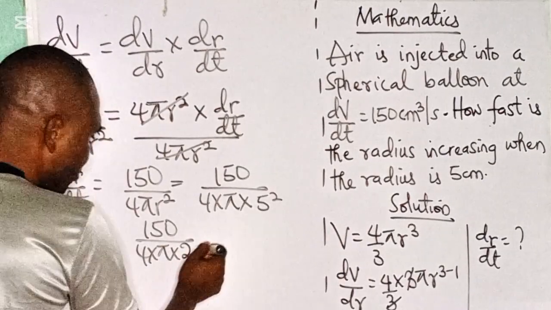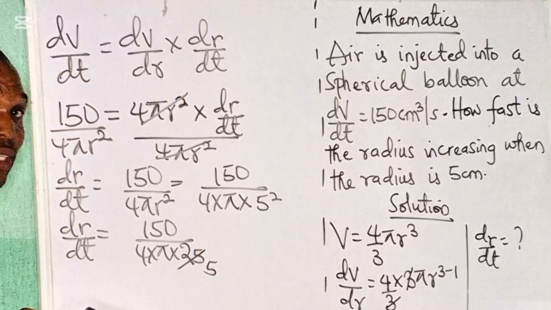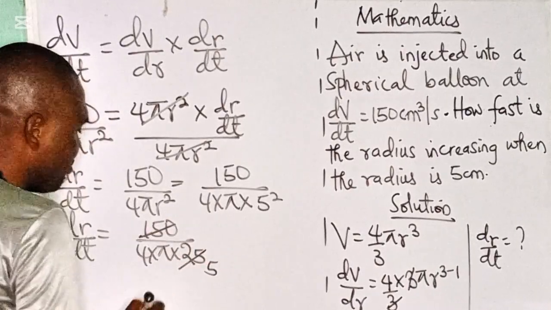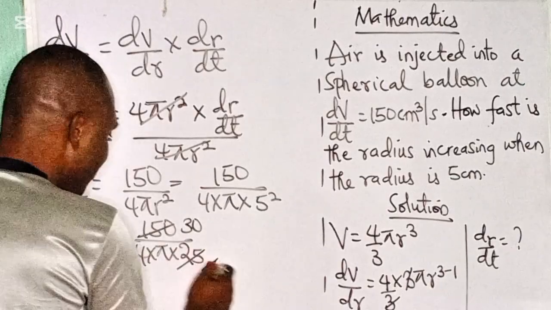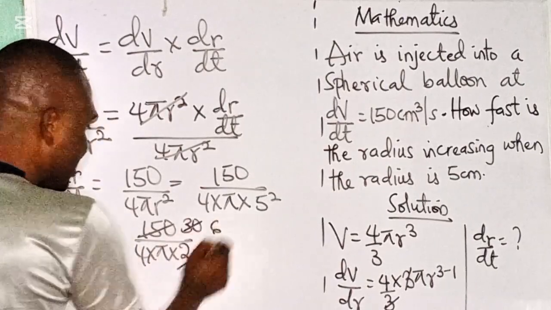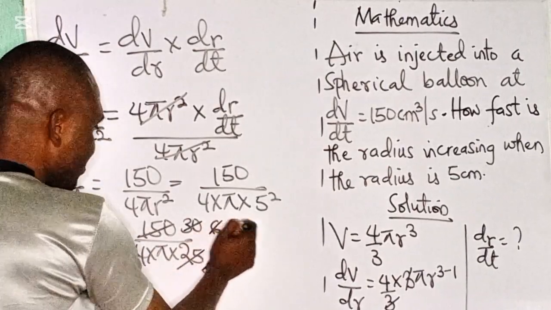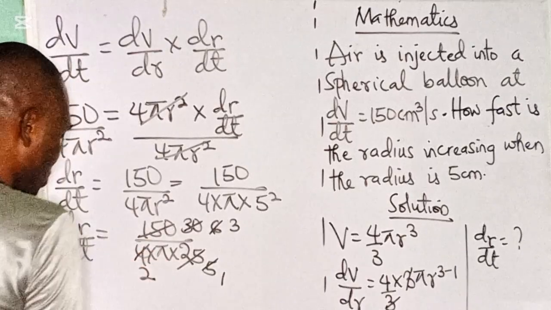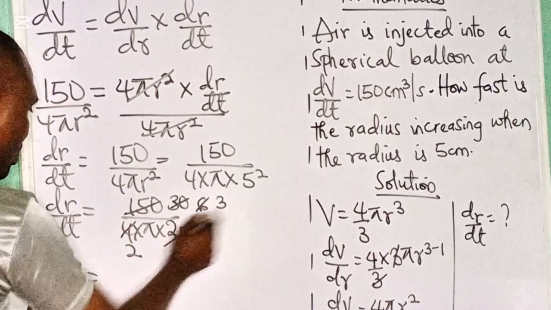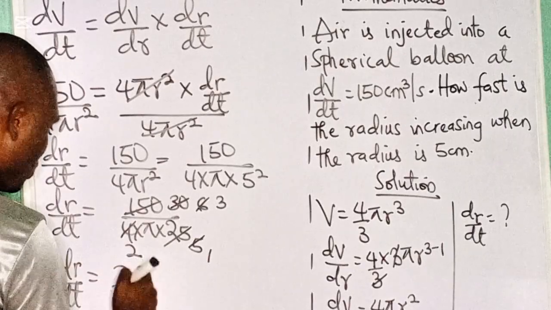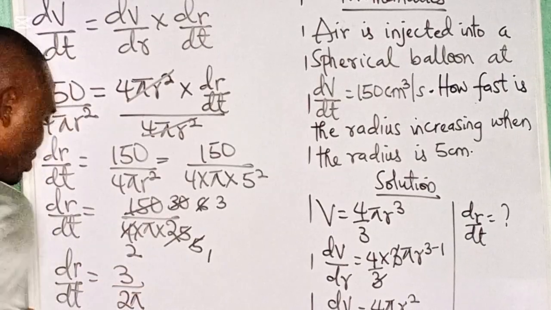Now 5 here is 5. Now 5 in 150 is 30. Is that clear? Now 5 here is 1, 5 here is 6. Now 2 here is 3, 2 in 4 is 2. So my dr/dt now is equal to 3 over 2 pi.